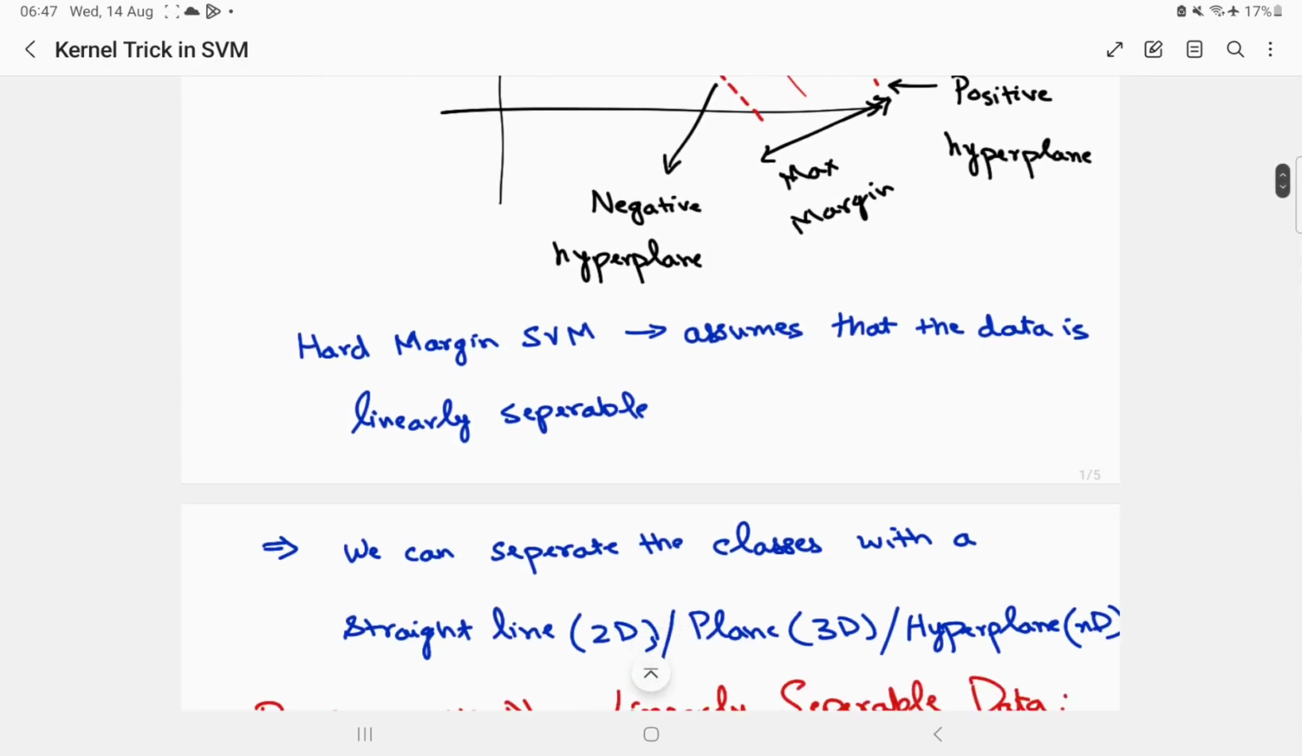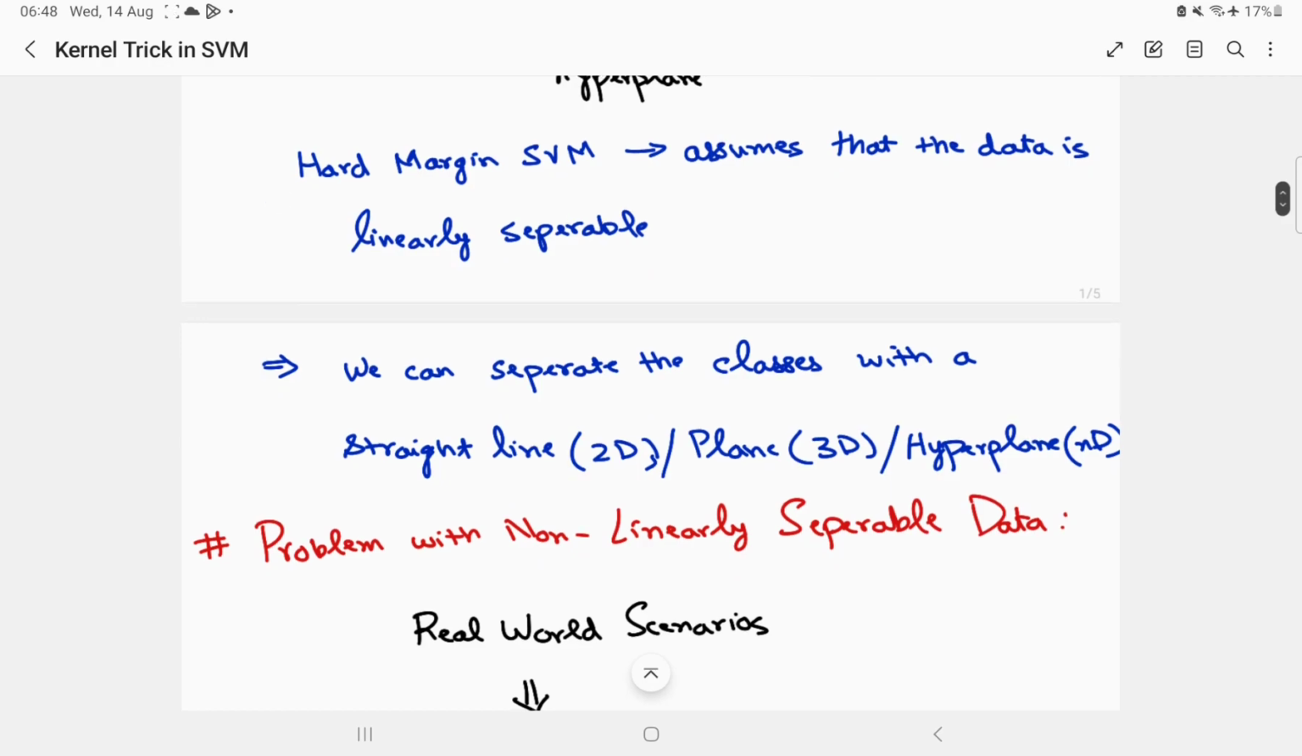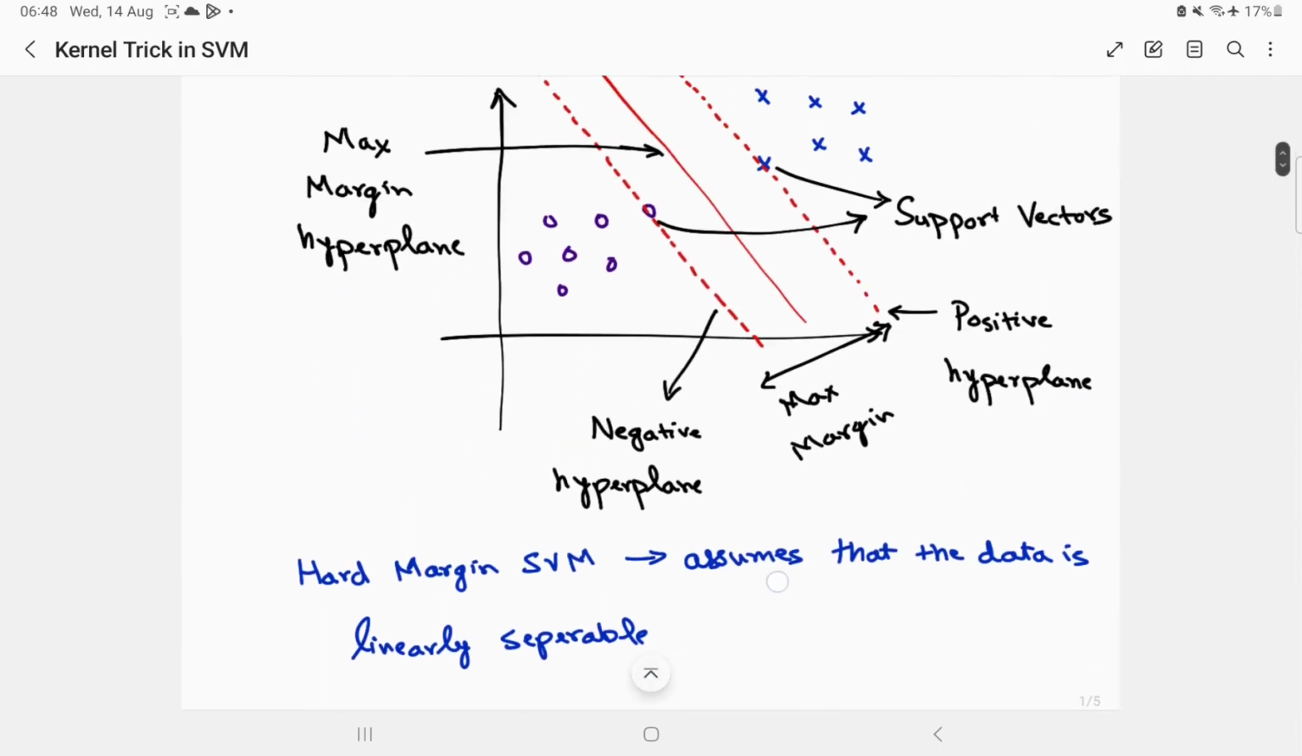In a hard margin SVM, or in a simplistic setting, the SVM assumes that the data is linearly separable. What it means is that we can separate the classes with a straight line. If we talk about 2D data, the separator is a line; in 3D it becomes a plane. In general, if the data is in higher dimensions, we call it a hyperplane, and that's what we saw in the diagram above.